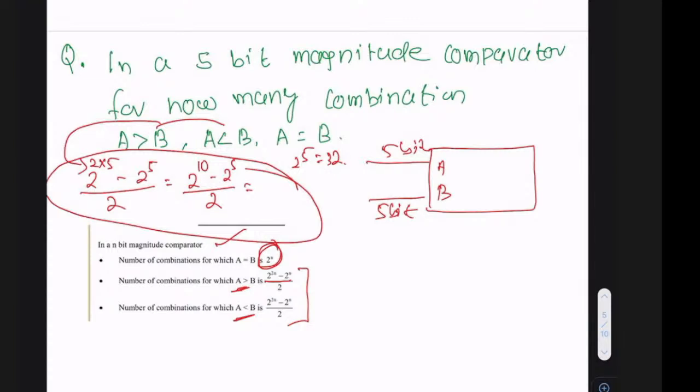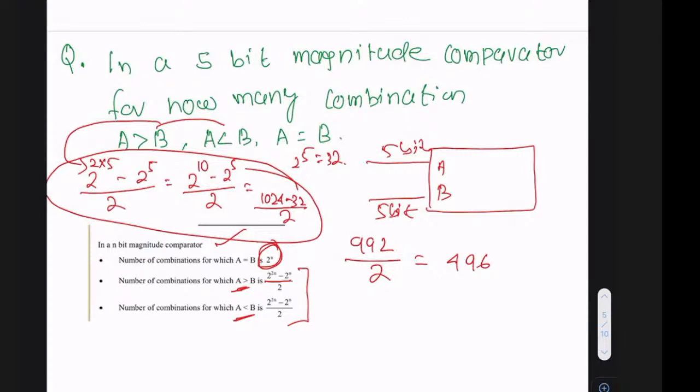2 to the power 10 is 1024 minus 2 raised to power 5, which is 32, divided by 2. That is 992 by 2. That will be how much? 496. I think 496.